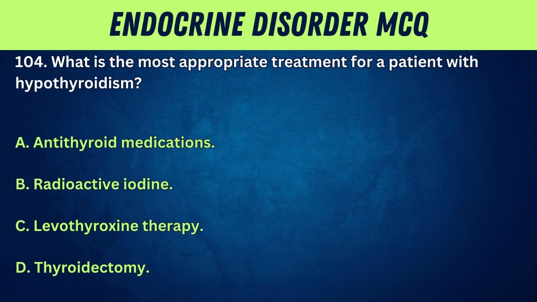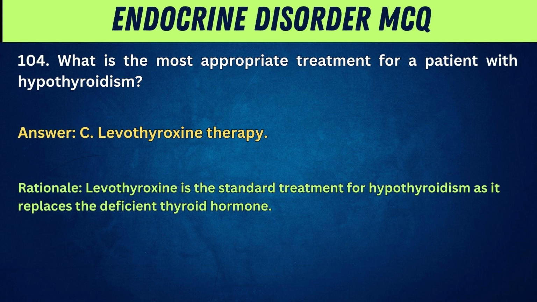104. What is the most appropriate treatment for a patient with hypothyroidism? A. Antithyroid medications. B. Radioactive iodine. C. Levothyroxine therapy. D. Thyroidectomy. Answer: C. Levothyroxine therapy. Rationale: levothyroxine is the standard treatment for hypothyroidism as it replaces the deficient thyroid hormone.